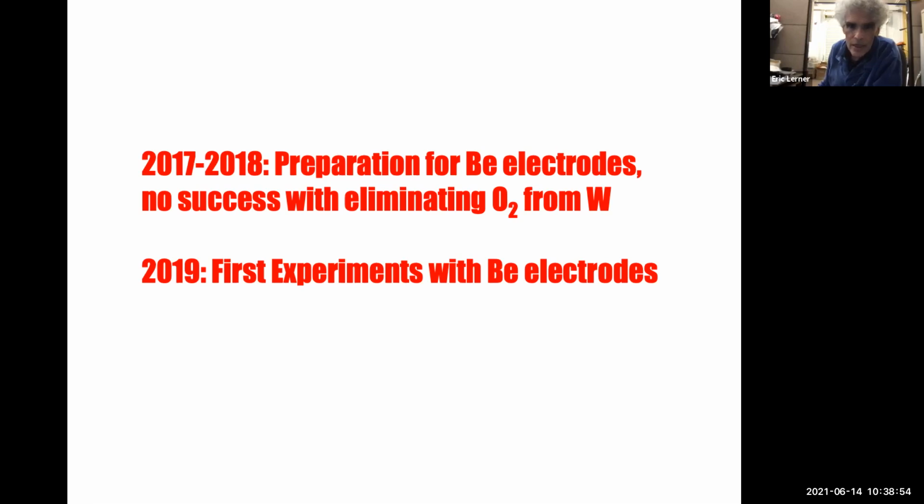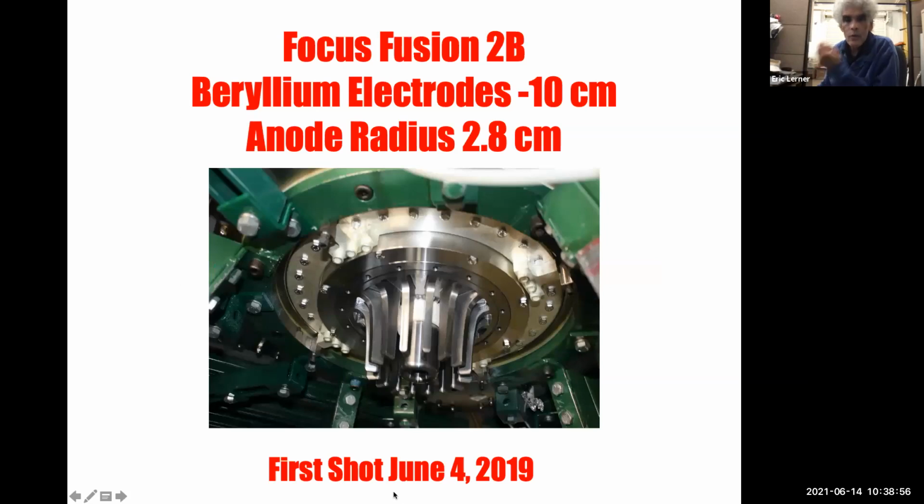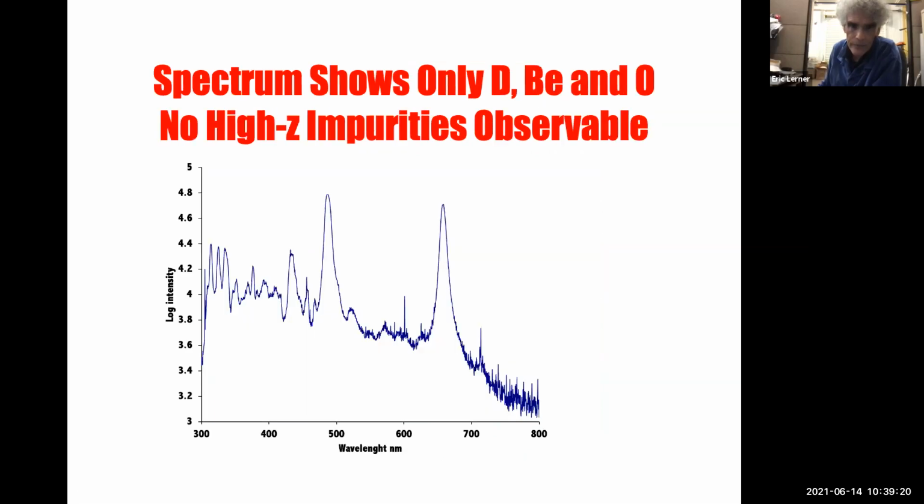Okay, so we renamed our device Focus Fusion 2B for boron and beryllium. So we started with beryllium electrodes, 10 centimeters long, kept the anode radius the same at 2.8, and we took the first shot June 4th, 2019, so almost exactly 2 years ago. And we did, in fact, achieve the first goal.